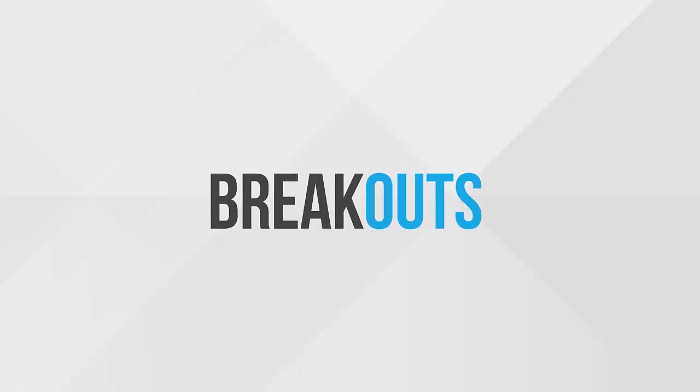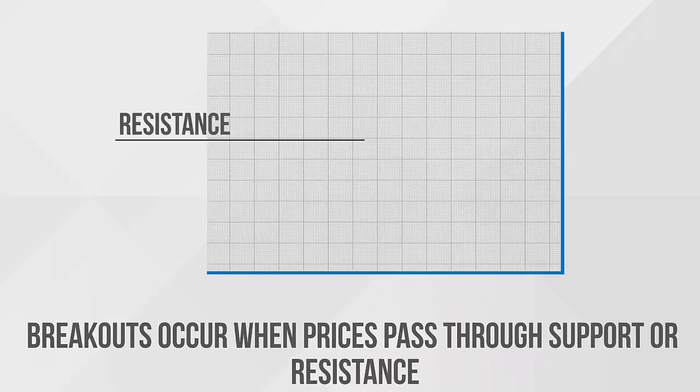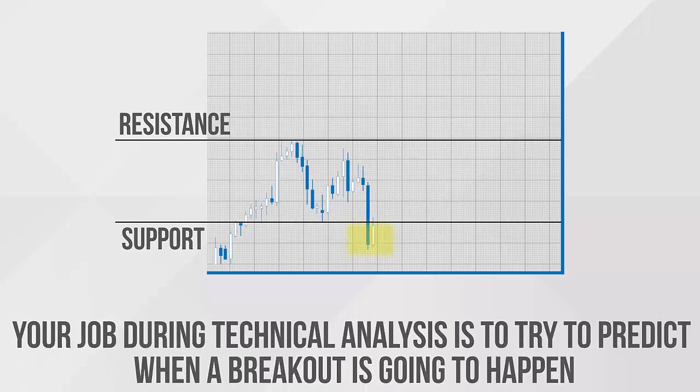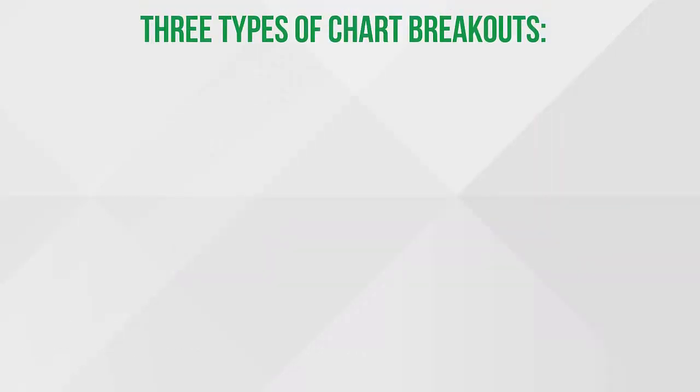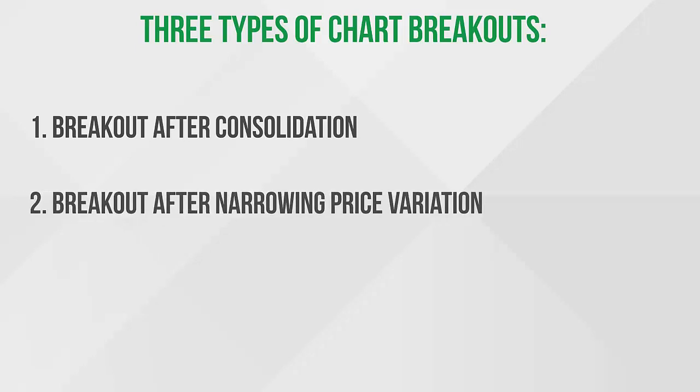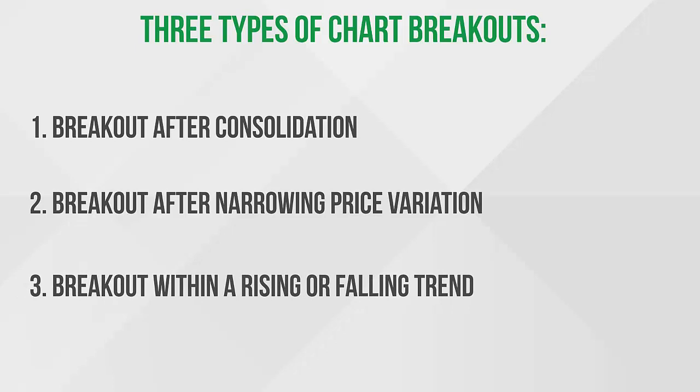Breakouts. Breakouts occur when prices pass through support or resistance. Your job during technical analysis is to try to predict when a breakout is going to happen. There are 3 types of chart breakouts that happen most often: a breakout that comes after a period of price consolidation, a breakout that comes after a period of narrowing price variation, and a breakout that comes from within a rising or falling trend.